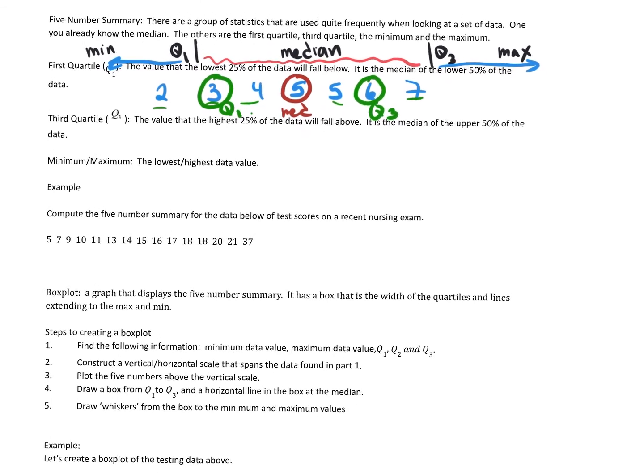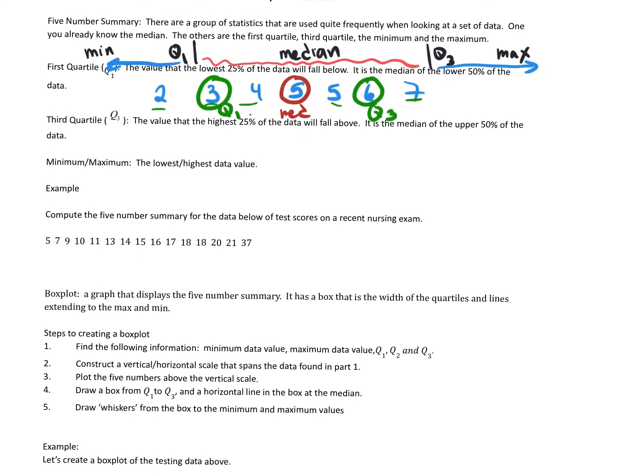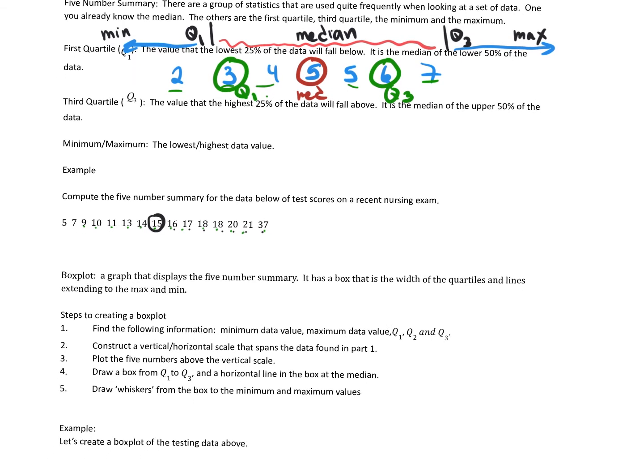Here is some data for the 5-number summary for some testing scores on a recent nursing exam. If I look at these, we can go ahead and count how many we have: 1, 2, 3, 4, 5, 6, 7, 8, 9, 10, 11, 12, 13, 14, 15. We have 15 data pieces. Since there's 15, the middle one would be the median. If we count in, 2, 3, 4, 5, 6, 7, 8, here is my median. If that's the median, that's going to put 7 above and 7 below.